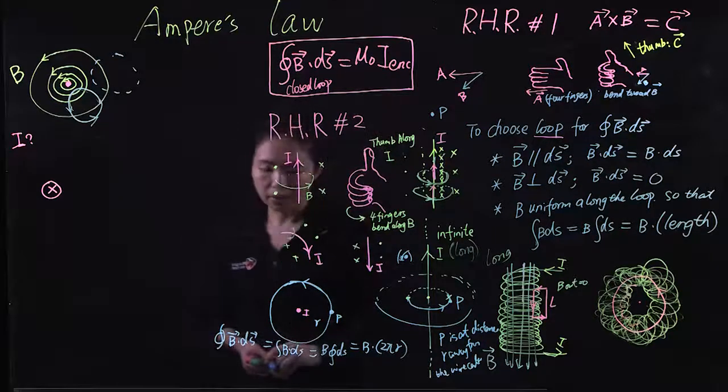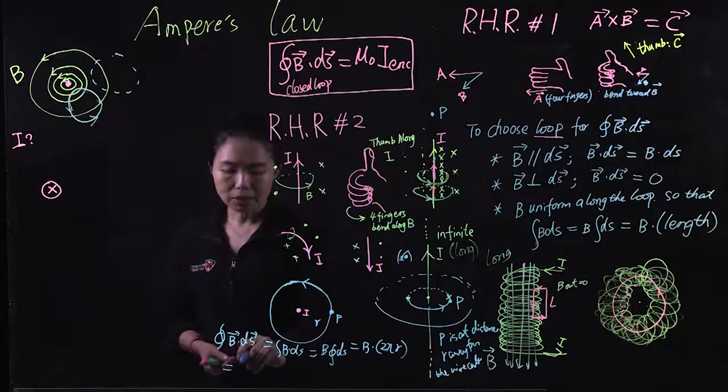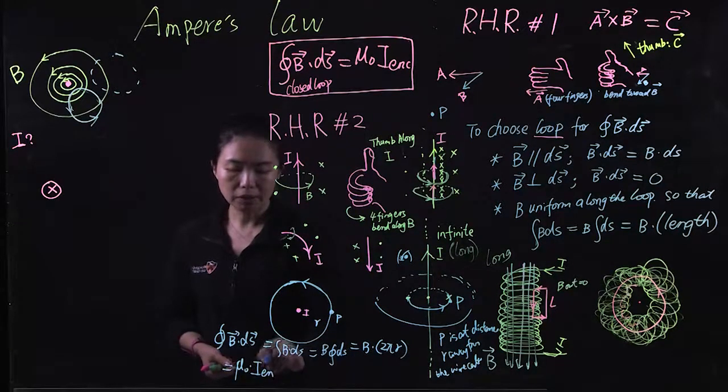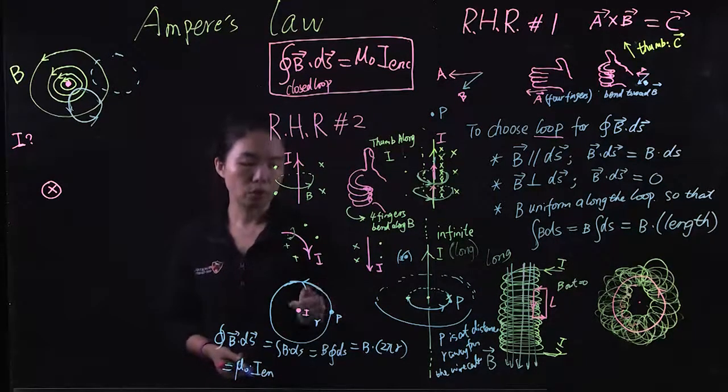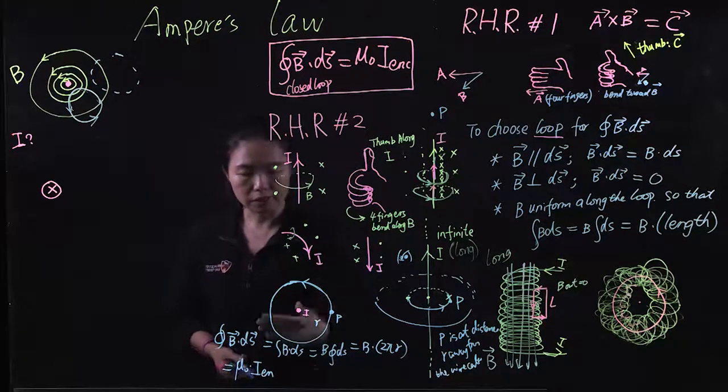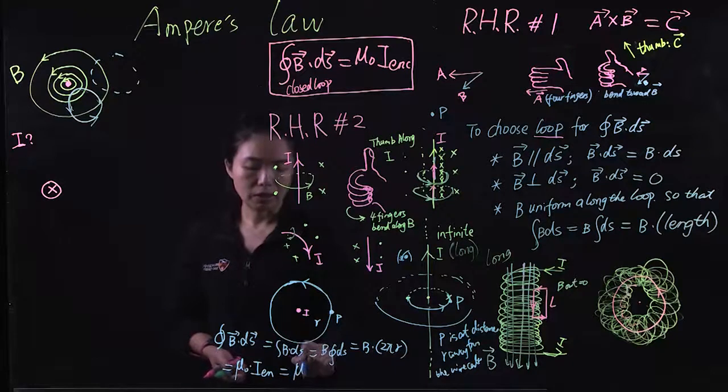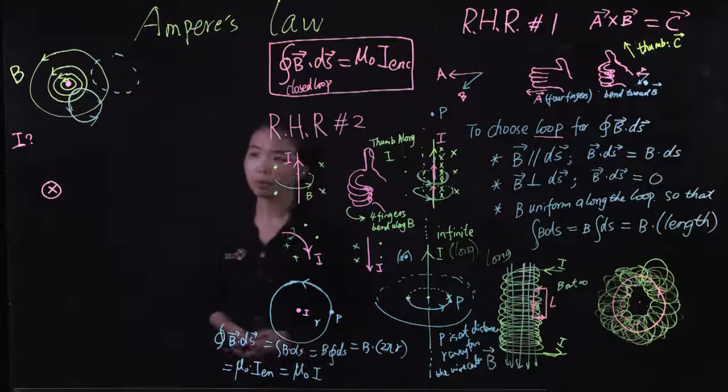What's the right side? The right side is easy, and that must be equal to mu0 multiplied by the total amount of current enclosed in this loop, or the current penetrating the surface bounded by the loop. In this case, it's just simply the amount of current I. That's it. Okay?